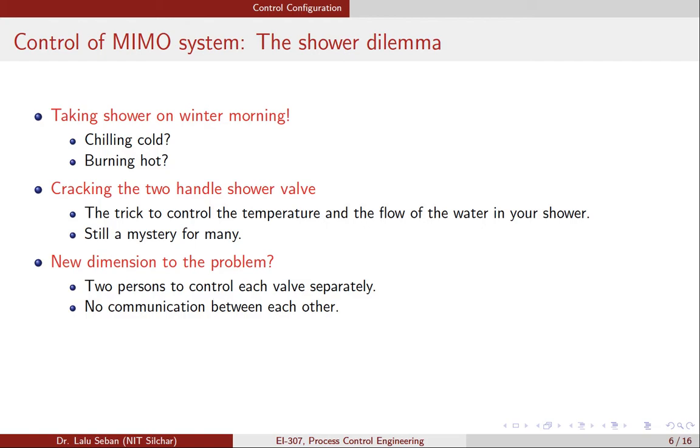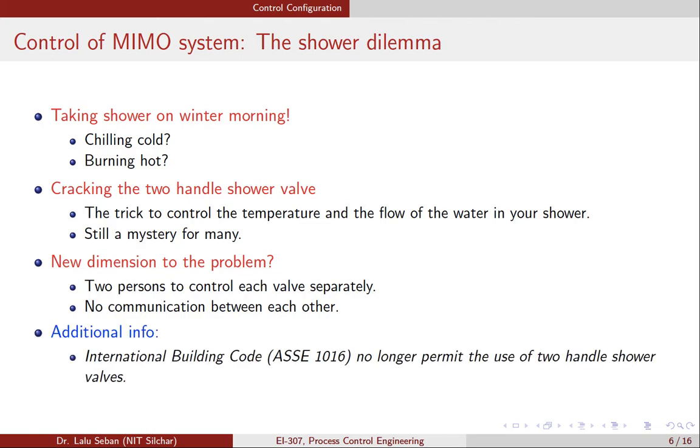Fine, we will see it with a general case later. Now for your information, because of this burning problem, the International Building Code no longer permits the use of two-handle shower valves. Nowadays, you can find in good hotels a single valve to adjust the flow rate and temperature.